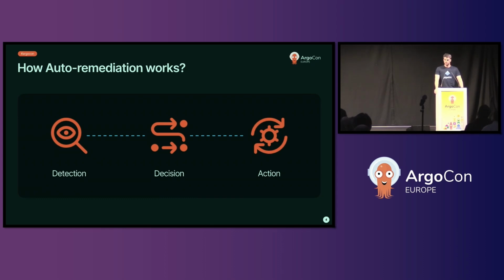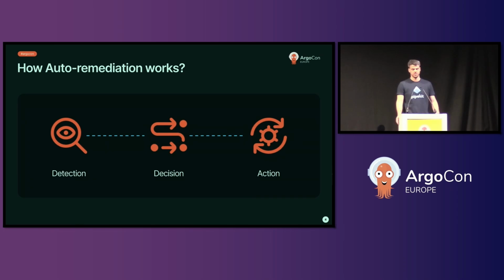How does auto-remediation work? There are three phases here. The first one is detection. So you need a tool that would monitor your system and act if something is wrong. Then the second step is decision. This component should decide if the detected issue is serious and if it can be remediated. The last step is action. Action is your remediation action, and this is where you fix or mitigate the problem.